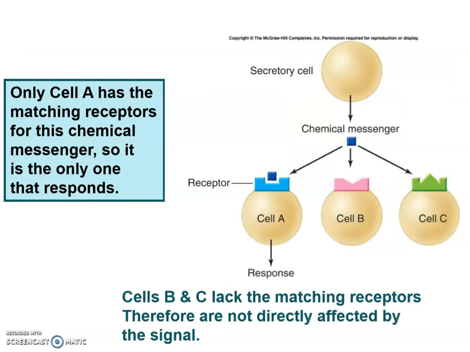So here in this slide, basically the same principle. You have a secretory cell right here that's making some sort of a hormone or chemical messenger in general. And only cell A has the appropriate receptor, that box-shaped receptor, and so only cell A will respond. Cell B and cell C, they just ignore this chemical messenger. They don't have a receptor for it, and so nothing will happen in cell B or C. Only cell A will respond.